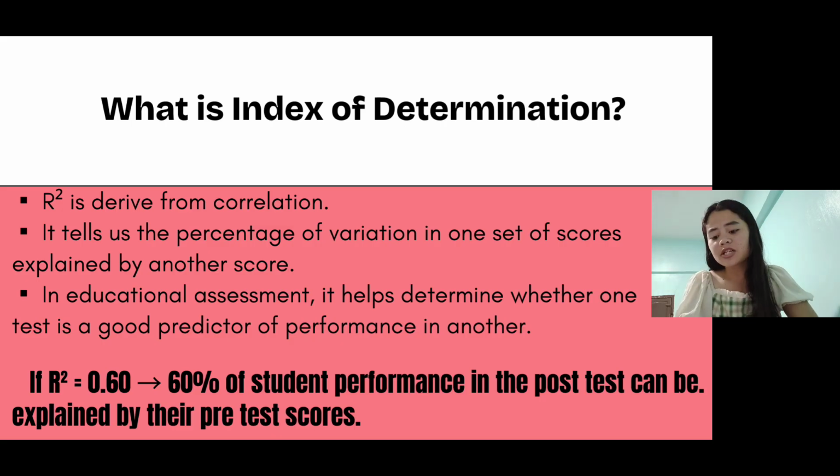So the index of determination, or the R squared, is derived from the correlation. It tells us the percentage of variation in one set of scores explained by another set of scores. In educational assessment, it helps determine whether one test is a good predictor of performance in another. For example, the pre-test score and the post-test score of the students. If the R squared is 0.60, it means 60% of student performance in the post-test can be explained by their pre-test scores.